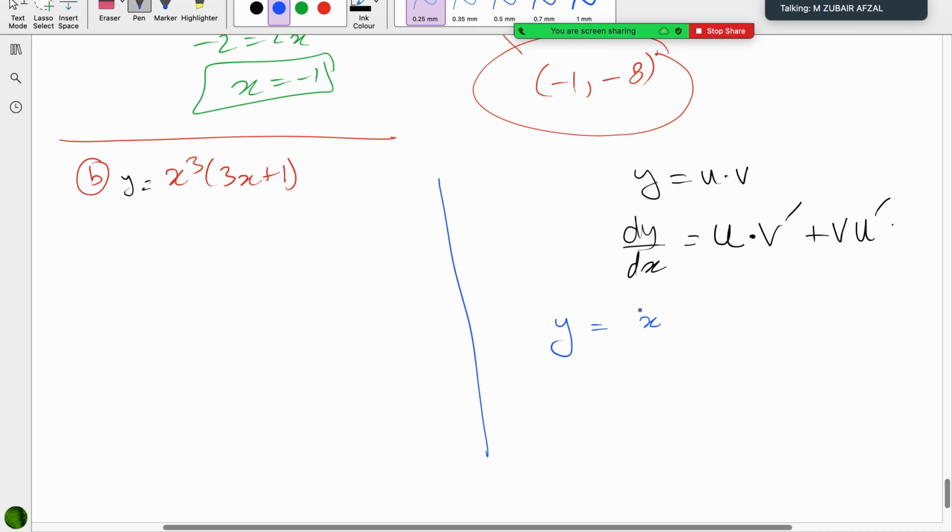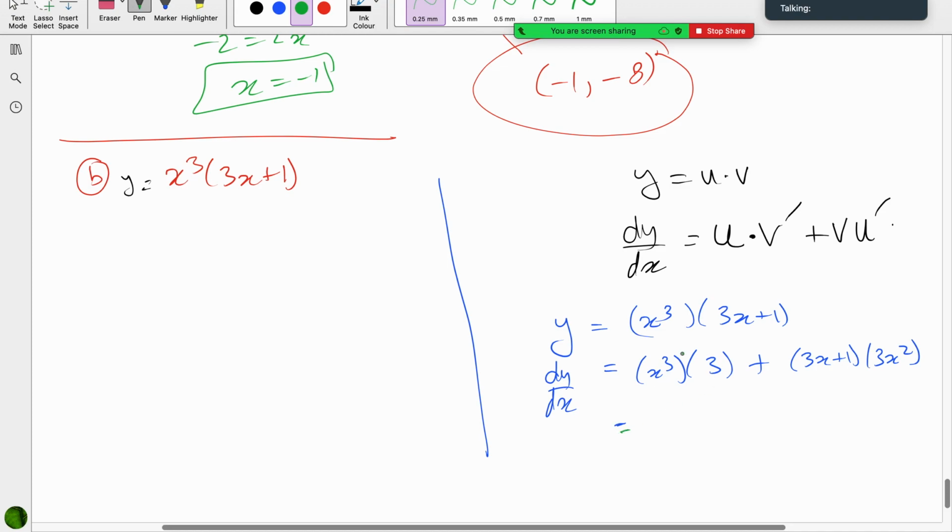Let me say this x cube is the first function and 3x plus 1 is the second function. So dy by dx would be first function into differentiation of second plus second function into differentiation of first, right? Do we have any issue till now? Simplifying, this becomes 3x cube plus you multiply this 3 with both of them. 3 times 3 is 9x cube plus 3x square. 9 plus 3, 12x cube plus 3x square.